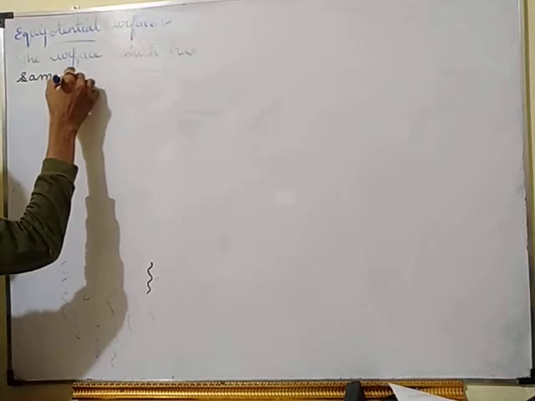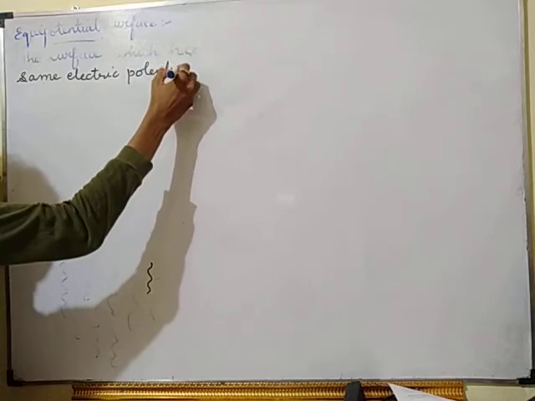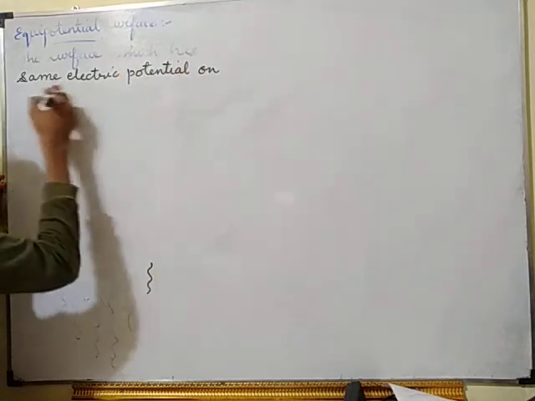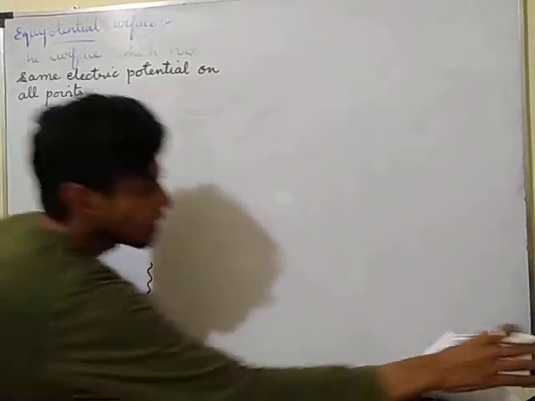which has the same electric potential on all points. So this surface is called equipotential surface. So one surface will be there. On all the points of the surface, the electric potential value will be the same. That is called an equipotential surface.